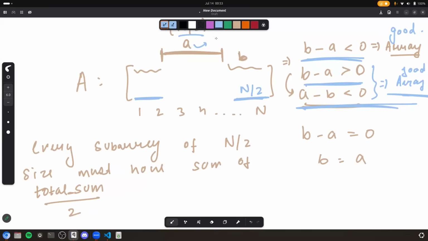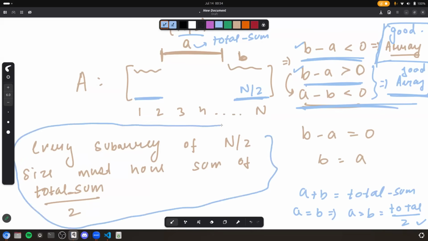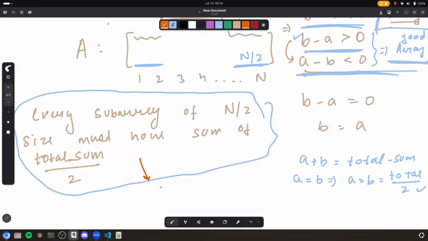If A is total sum by 2, only then A would be equal to B, because A plus B is the total sum. And since we are saying A is equal to B, that must mean A equals B equals total sum by 2. And if A and B are not equal, then one of these conditions would be true, and that would mean that the array is good. So A and B must be equal for the array to not be good. So every subarray of n by 2 size must have a sum of total sum by 2, or in other words, must have the same sum.